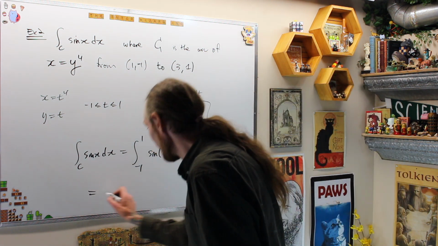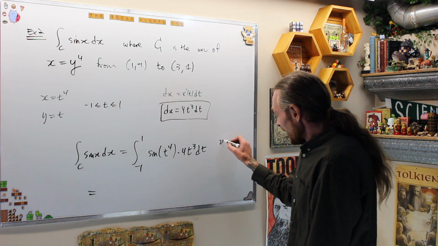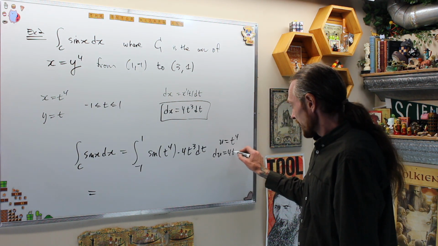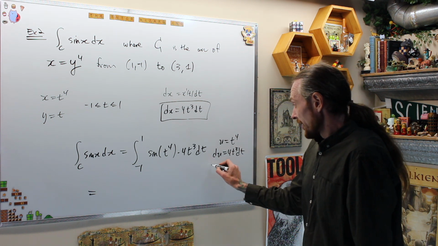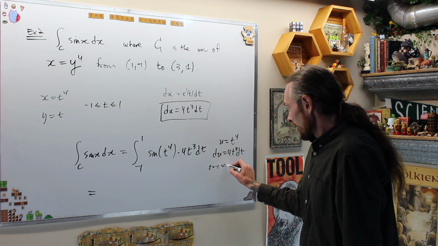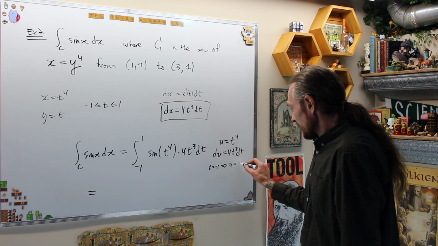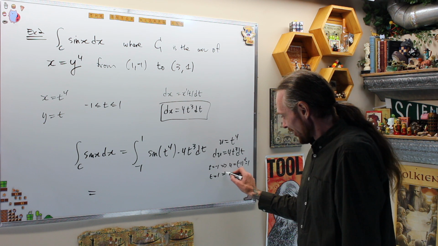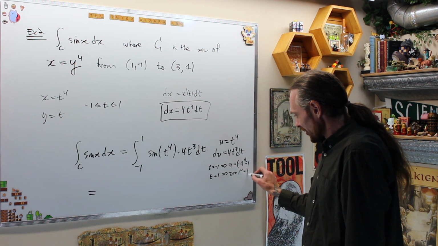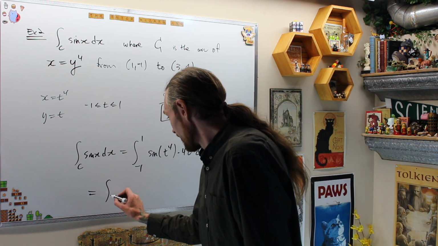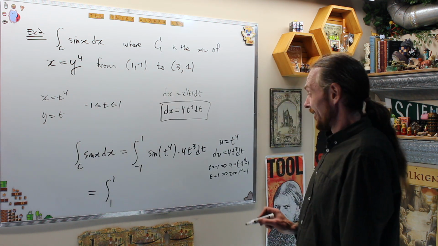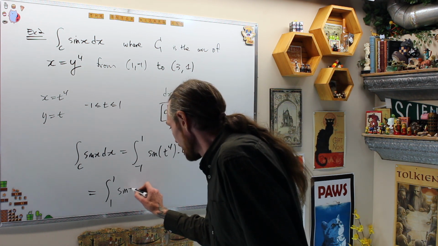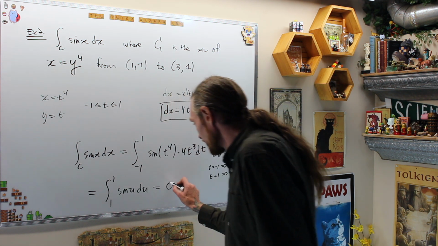But what I'm going to do is, what I see is, let's let u equal t to the 4, then du equals 4t to the 3 dt. When t equals negative 1, u equals negative 1 to the 4, which is 1. And then when t is 1, u also equals 1 to the 4, which is 1. So I'm going to get the integral from 1 to 1 of sine u du, which is equal to 0.